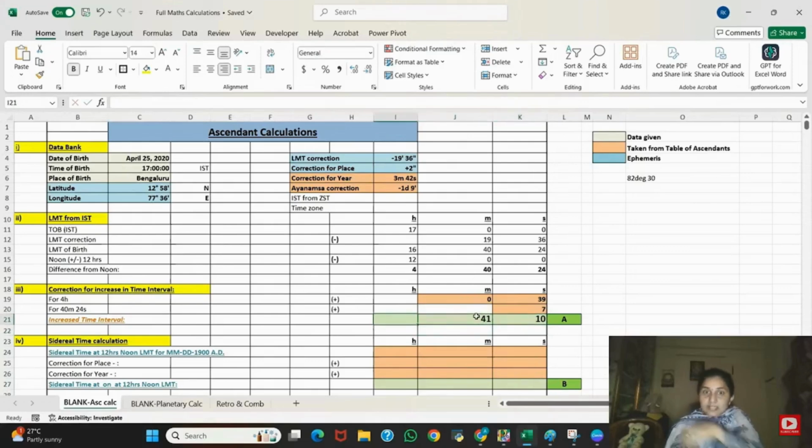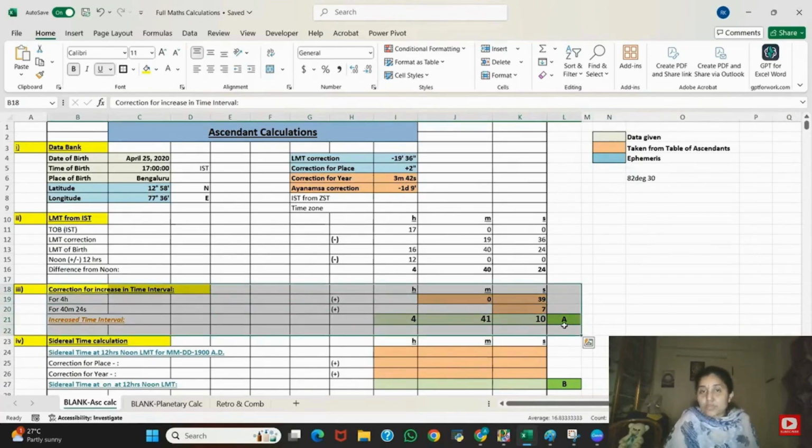Next, I will take the same hours, because there is no correction in hours for this time or any time for that matter. So 4 hours 41 minutes 10 seconds. It is mentioned that because of the wobbling motion of the earth, we will have some amount of increase in time interval, and that's the reason we perform this step. I hope things are a bit clear till here.